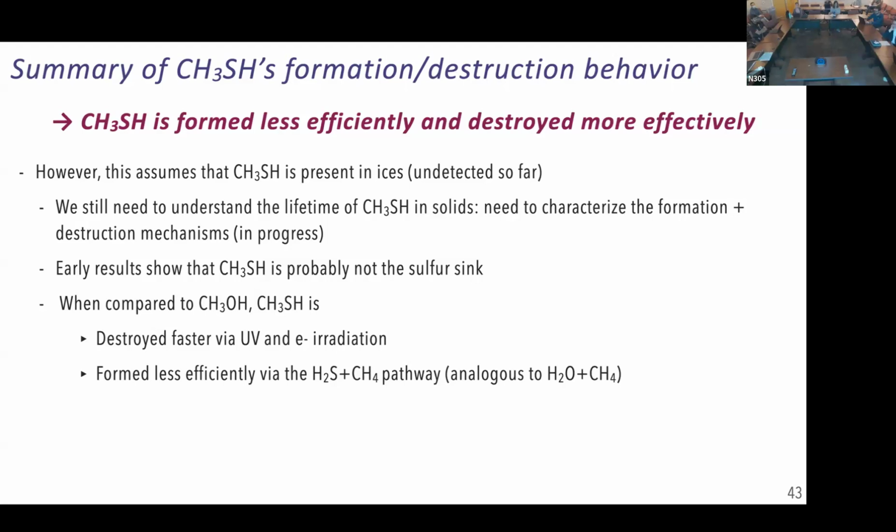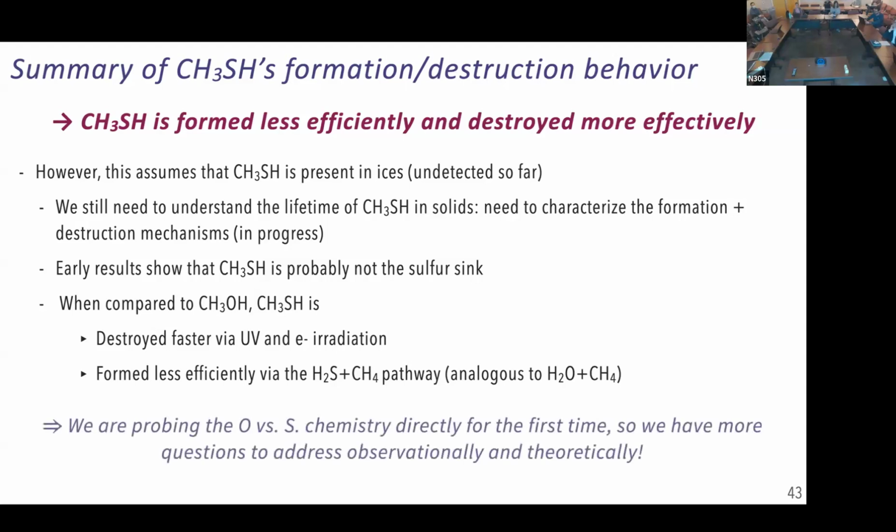So one of the things that I want to quantify is where is the sulfur going? And that's still what I want to do. But this is basically the experimental portion.